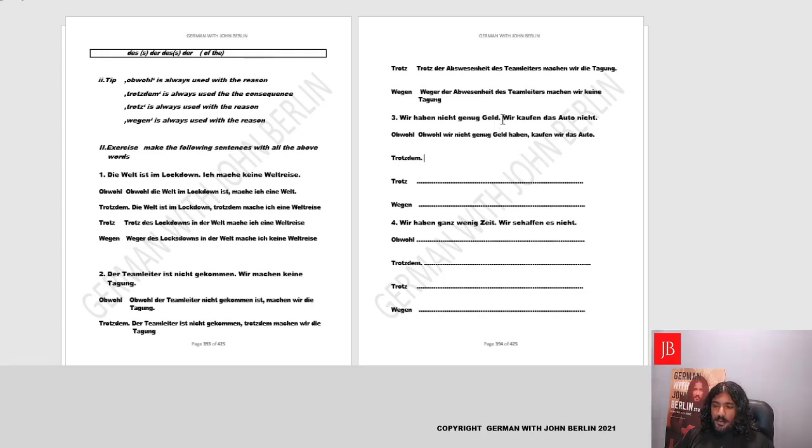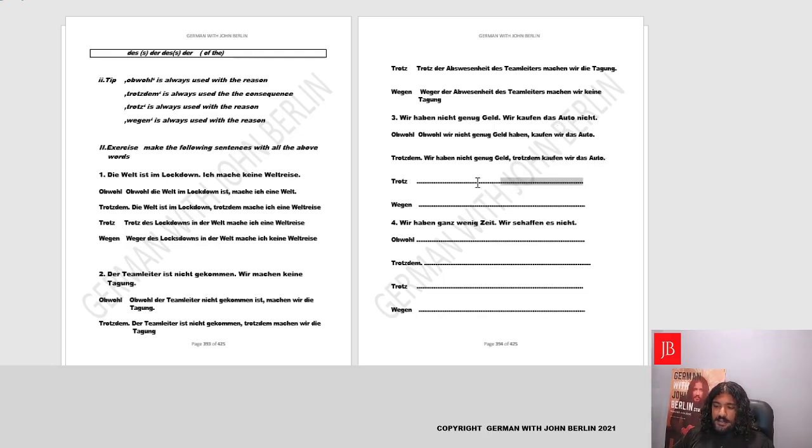Okay, now we could make the same sentence with trotzdem, that is nevertheless, and it is always used with the consequence. That's wir kaufen das Auto. Yes, we'll contradict. So we'll say we don't have enough money, nevertheless we'll buy the car. So wir haben, very good, wir haben nicht genug Geld. Then we'll say nevertheless we'll buy the car. So trotzdem, it's not a Nebensatz, it's a Hauptsatz. We'll introduce the verb. Trotzdem kaufen wir das Auto.